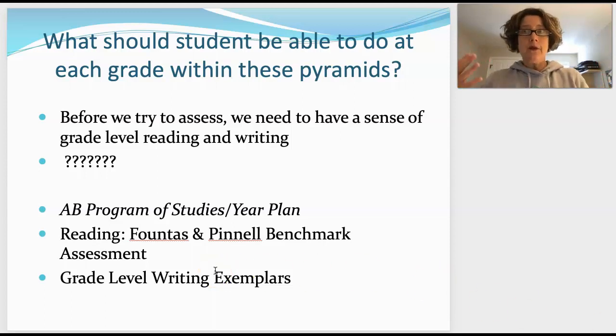And then grade level writing exemplars. Again, you just have to look at some exemplars, and I'm going to have you do that a little later on, just so you have a sense of where a grade 2 student should be at in their writing, and where a grade 6 student should be at in their writing. So this is what we're going to look at for assessment for this lecture.